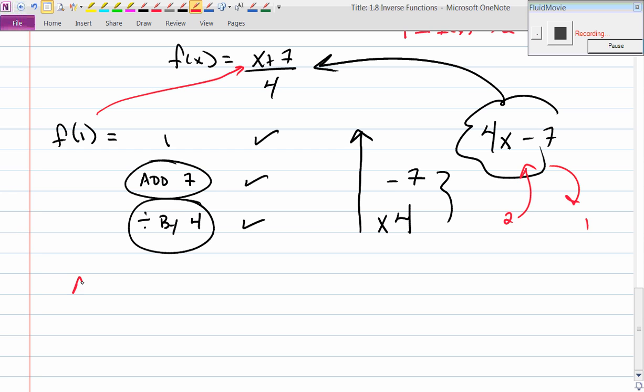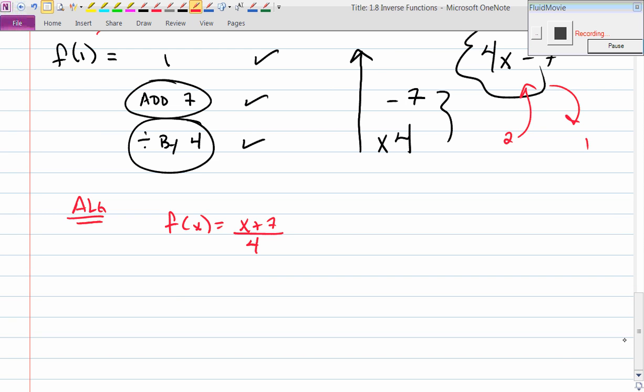Let's talk about the algorithmic way, or the algebra way if you want. So we started with f of x equals x plus 7 all divided by 4. Here are the basic steps that you'll see in any book. First thing they'll tell you to do is replace f of x with y. So y equals x plus 7 all divided by 4.